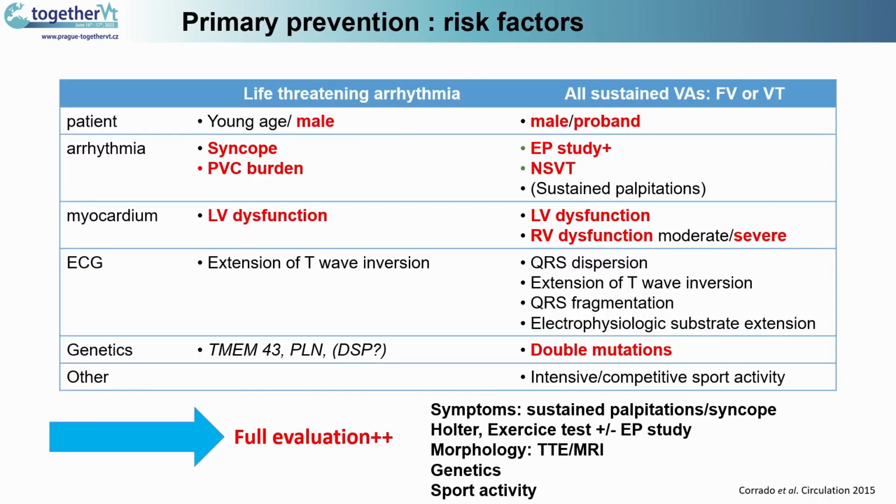So you have to stratify the patients in primary prevention, and there are a lot of different risk factors that have been associated with the risk of ventricular arrhythmia in ARVC patients. On this table, you can see that there are some risk factors which are dependent on the patient, from arrhythmias, non-sustained VT, the PVC burden, but also the presence of left or right ventricular dysfunction. But you can see that genetics also have importance in the risk stratification, as does the level of sport activity.